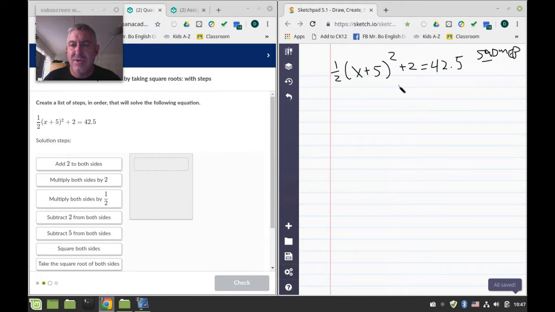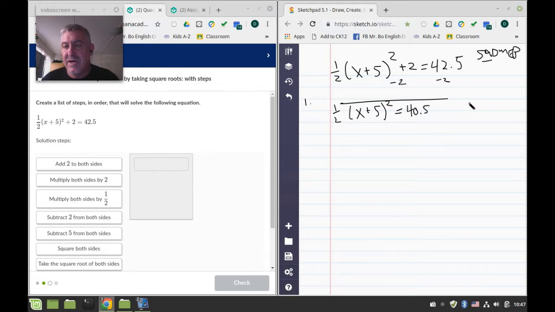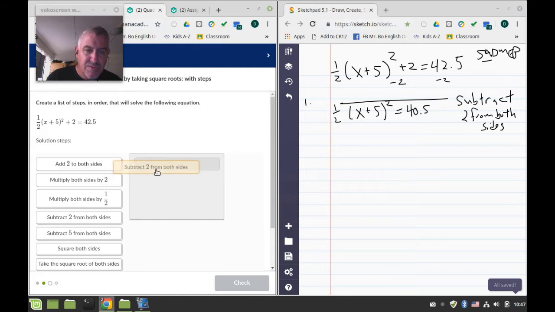I want to add or subtract, so step number 1 is subtract 2 on both sides. So I have 1/2 (x plus 5) squared is equal to 40.5, and we'll call that step subtract 2 from both sides. Do we have that one? Subtract 2 from both sides. Yes, we do.